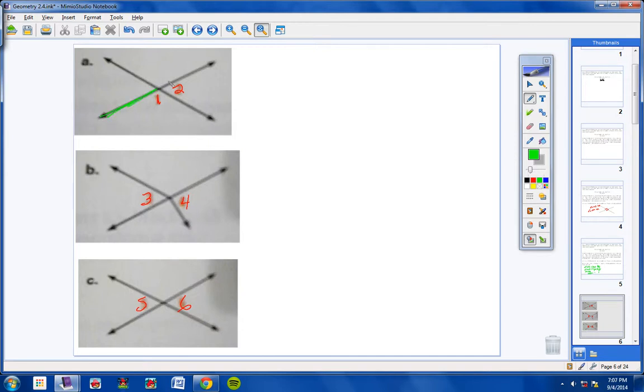We have a line right here, and off of that line is coming another line right here. So anytime you have a straight line with another line coming off of it, these two angles that are side by side are called linear pairs. So in this example right here, angles 1 and 2, please take notes on this, students, are called a linear pair.